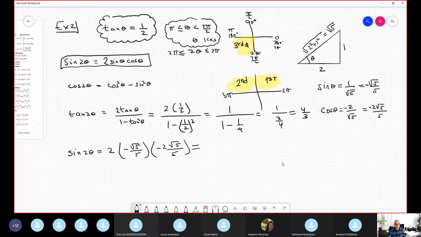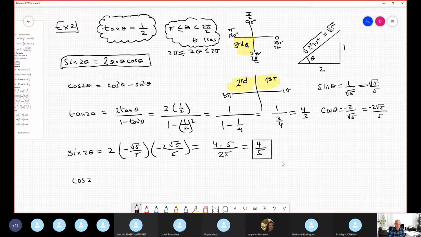2 times 2, negative times negative is positive. Then 4 radical 5 times radical 5 is 5, and 5 times 5 is 25. Then the answer is 4/5. The tangent, well, then the sign is positive. But the sign is positive in the first quadrant and in the second quadrant. I have no conclusion for this. Okay, this is the answer for the sine double angle.